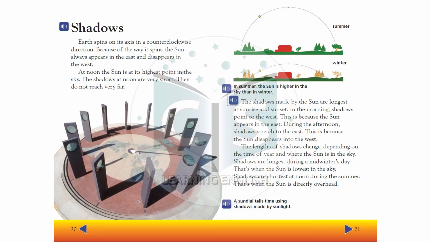The lengths of shadows change, depending on the time of year and where the sun is in the sky. Shadows are longest during a midwinter's day. That's when the sun is lowest in the sky. Shadows are shortest at noon during the summer. That's when the sun is directly overhead.